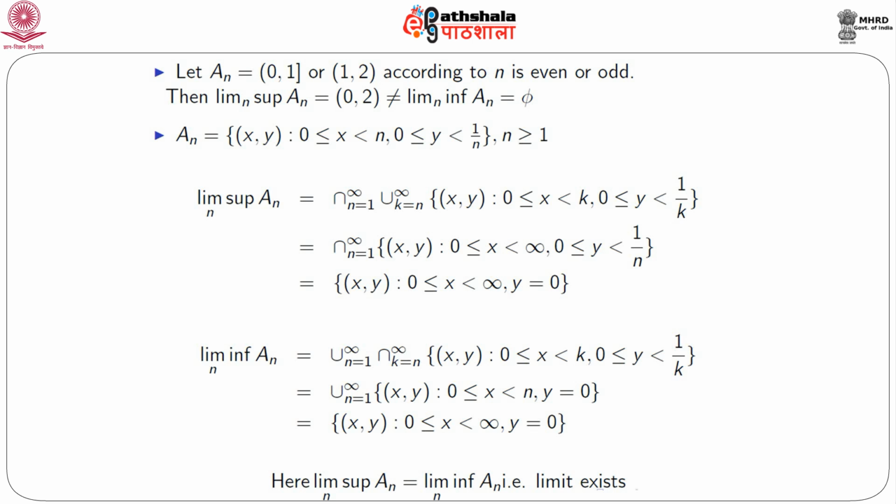Now, we have to take the intersection. That means now we will have to consider the smallest set, because we are taking the intersection. For x, it is independent of n, so nothing will happen to the limit of x. But in case of y, the intersection will reduce it to y equal to 0. So, lim sup of A n is the collection of x y such that x lies between 0 and infinity and y is equal to 0.